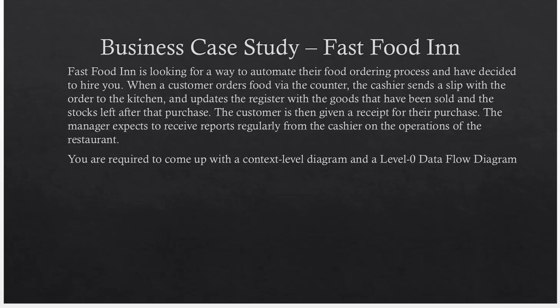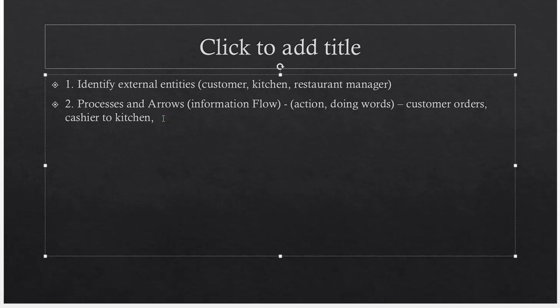And then after the cashier sends the slip to the kitchen, the cashier updates the register with the goods that have been sold and the stocks left after the purchase. So here, other actions that are being taken are update goods sold register, and also update goods left register.